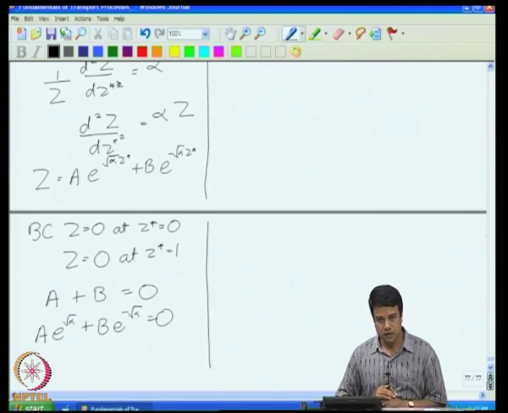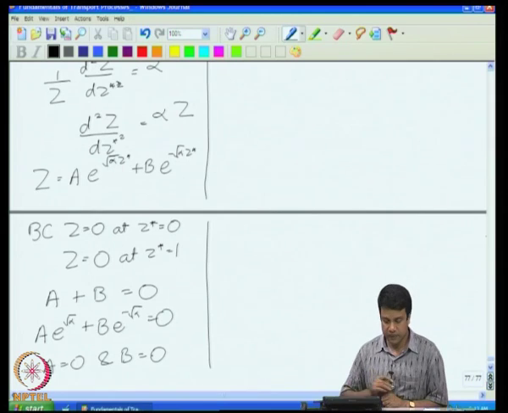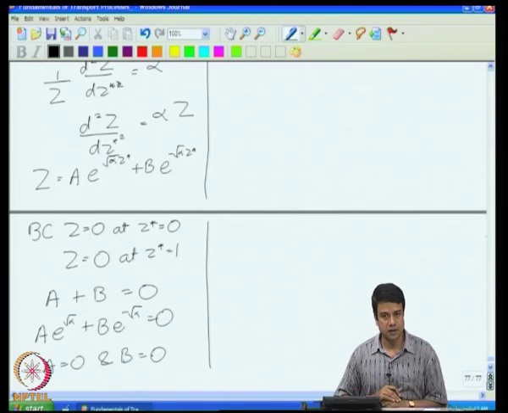From these equations, you can easily see that the only solution that I will get is that a is equal to 0 and b is equal to 0, which means that capital Z is equal to 0. Therefore, in this case, I do not get any non-trivial solutions for Z. The solution ends up just being the trivial solution, that Z is equal to 0 everywhere. And therefore, T transient will be equal to 0.